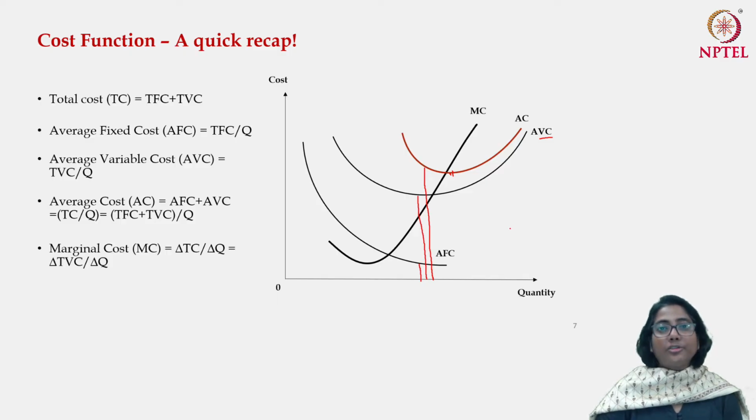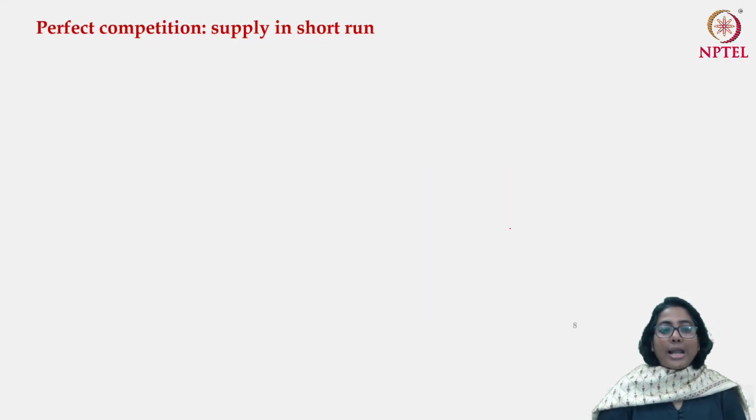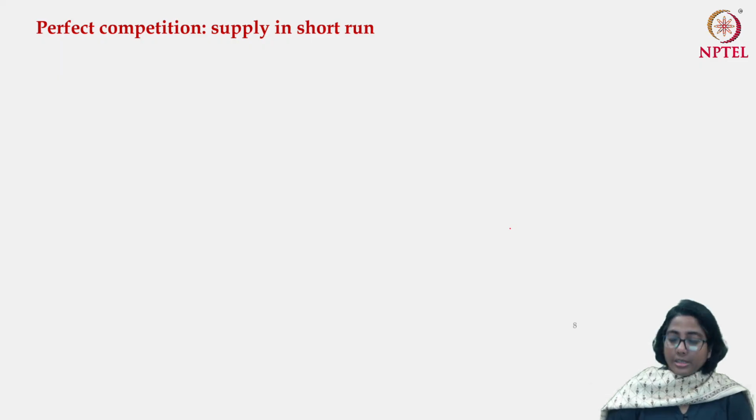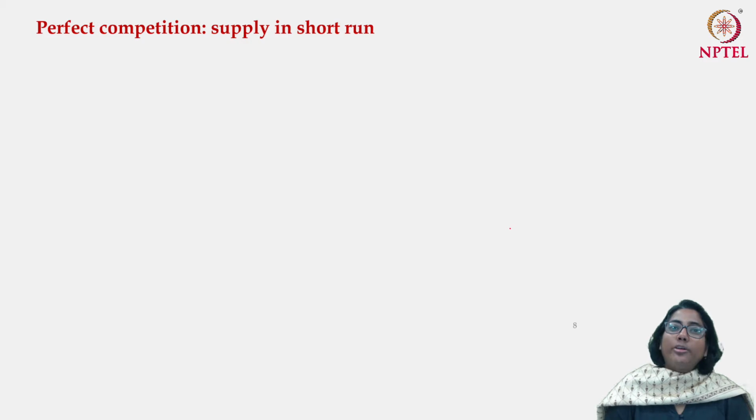And this structure of the cost function has a lot of implications when we talk about pricing in a market mechanism. So what happens in case of perfect competition in the short run? Why are we saying short run? Because in the short run, you have some fixed input. You can't change your fixed input. However, in the long run, you can change all your fixed inputs.